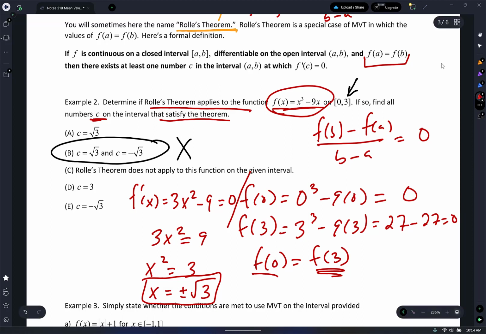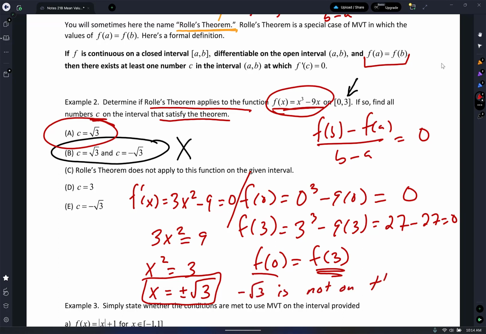So here we go, guys. The only answer has to be square root of 3. Let me write this down here on the side. Negative square root of 3 is not on the interval.